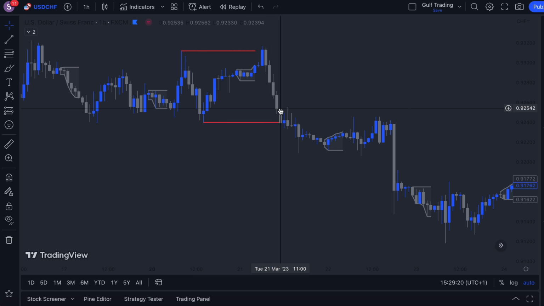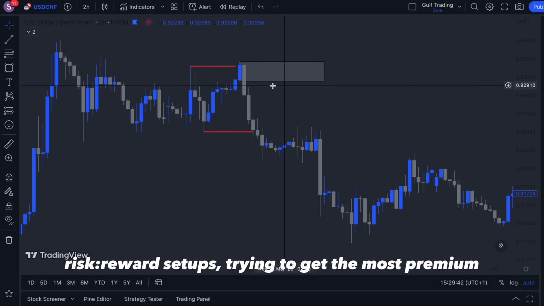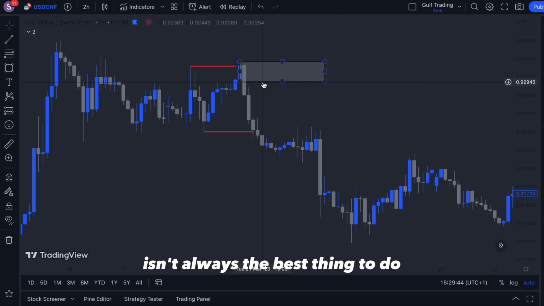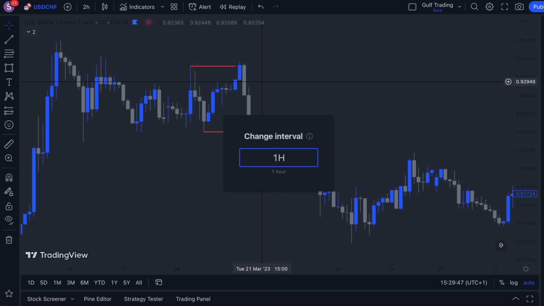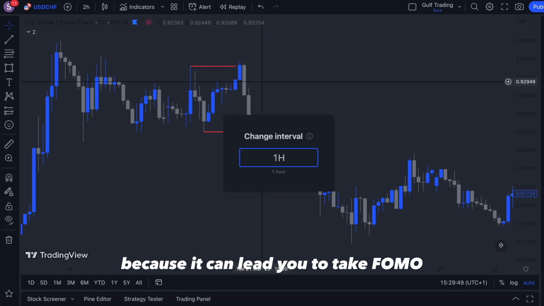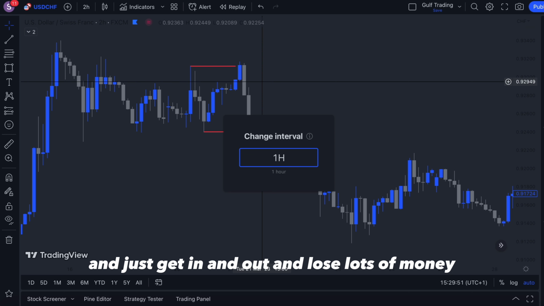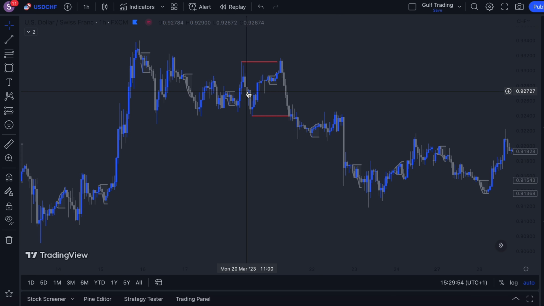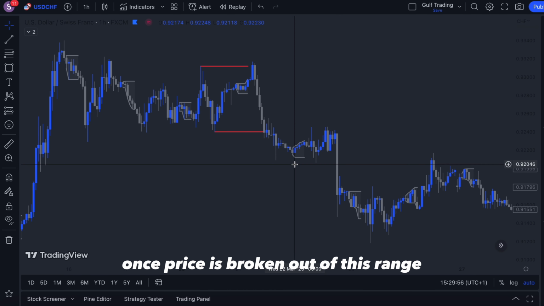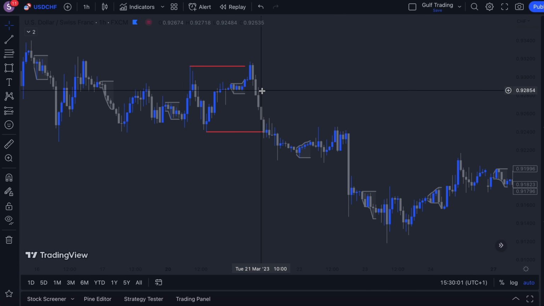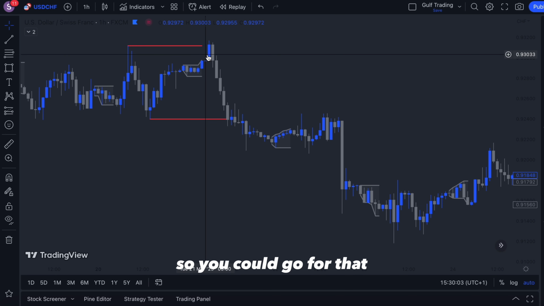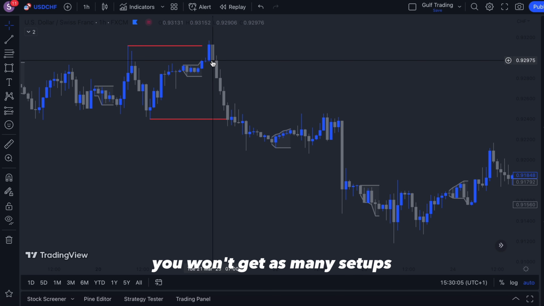And so trying to always target the highest risk reward setups, trying to get the most premium and discounted prices, isn't always the best thing to do, because it can lead you to take FOMO and just get in and out and lose lots of money. If we go back to here, once price is broken out of this range, we can look for supply zones, and there is one up here, so you could go for that.